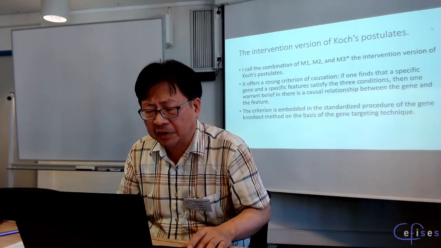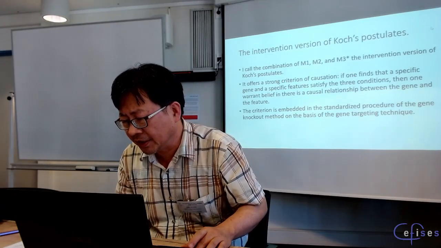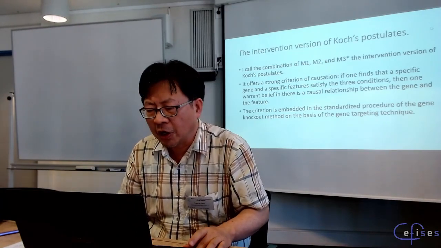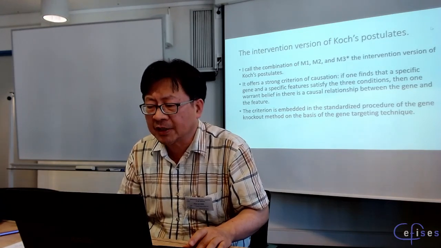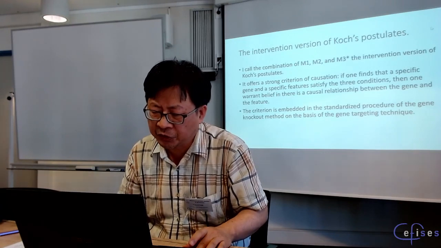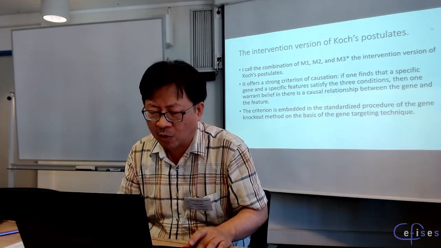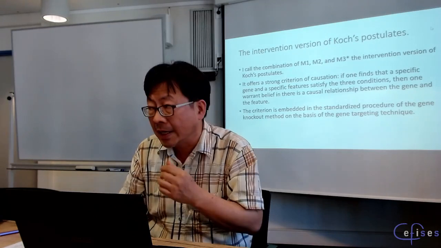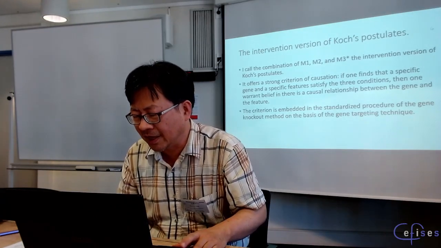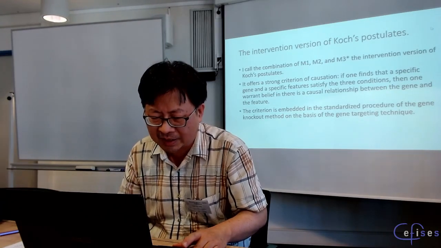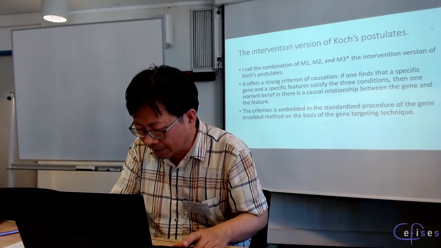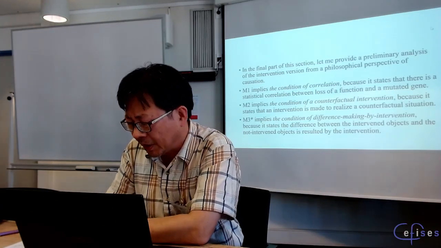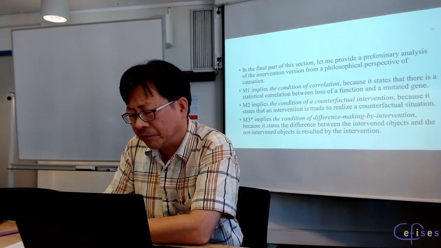I call the combination of M1, M2, and M3 the intervention version of the causal postulates. It offers a strong criterion of causation. If one finds that a specific gene and a specific feature satisfy the three conditions, then one is warranted in believing there is a causal relationship between the gene and the feature. The criterion is embedded in the standard procedures of the gene knockout method on the basis of the gene targeting technique.